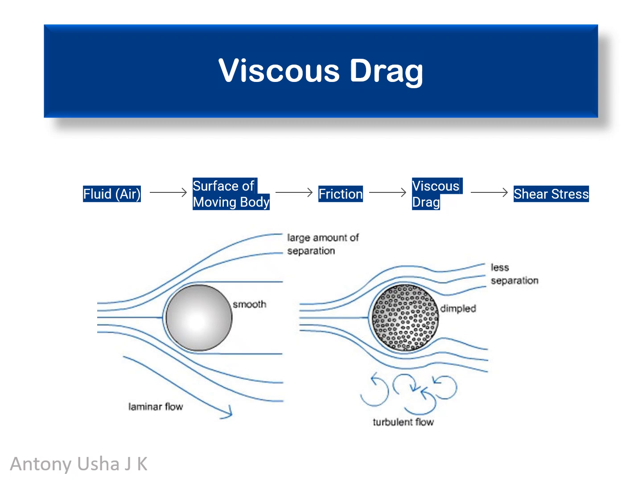The diagram shows two types of surfaces. On the left, a smooth surface leads to laminar flow, but causes a large amount of flow separation behind the object. On the right, a dimpled surface promotes turbulent flow, which reduces separation and surprisingly lowers the overall drag.